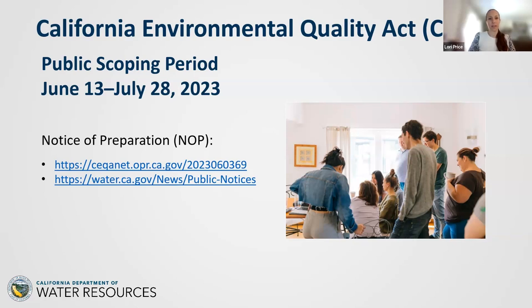The posting of the NOP started the public scoping period, which is a 45-day public scoping period that will close on July 28th. During this period, DWR is soliciting input from the public, Native American tribes, and other agencies on the environmental setting, potential environmental impacts, mitigation measures to reduce environmental impacts, and alternatives to the proposed project. Your comments will help to inform the environmental impact report that will be prepared for the project.